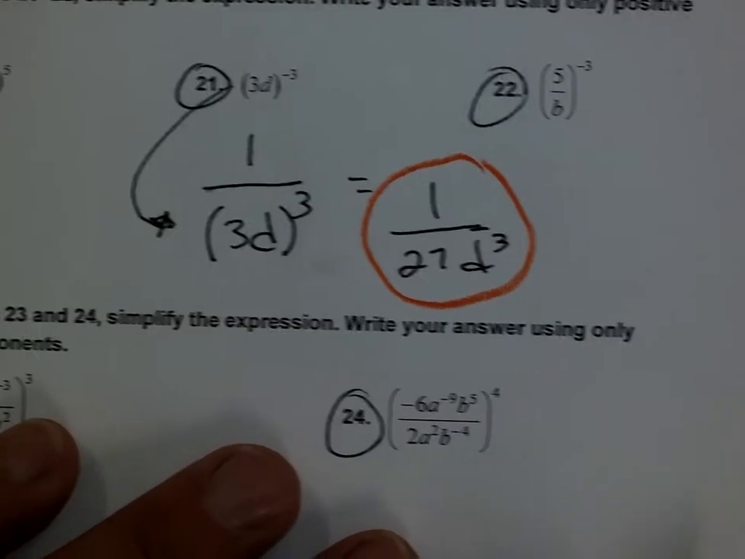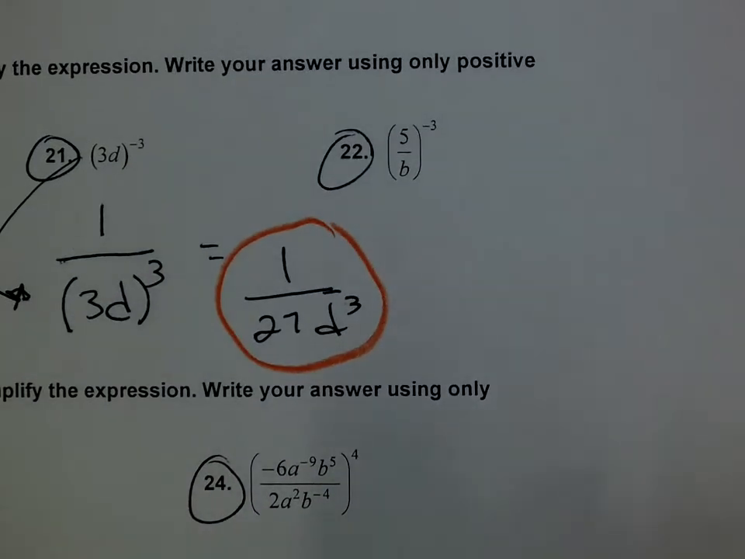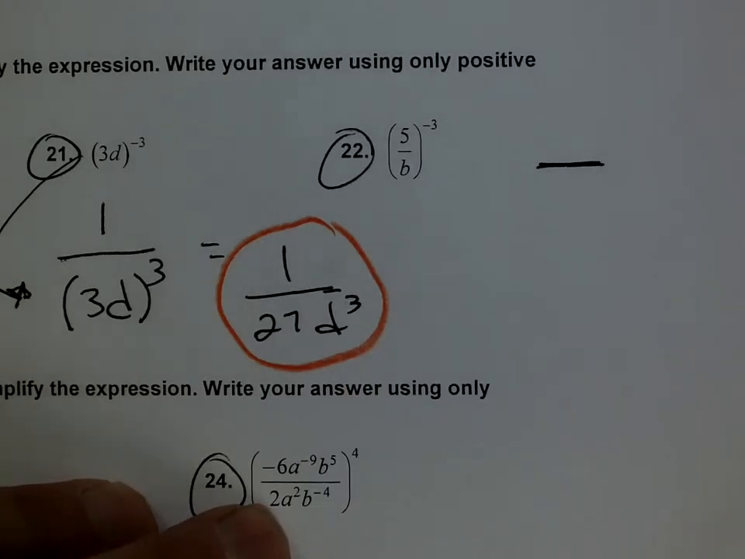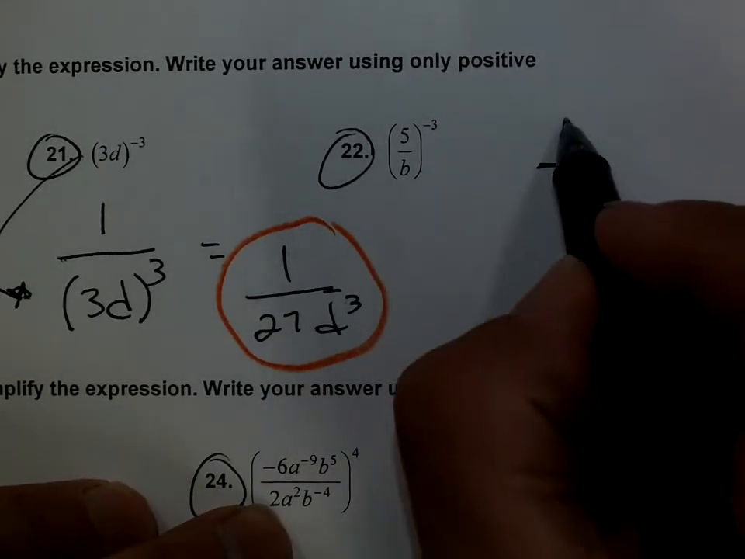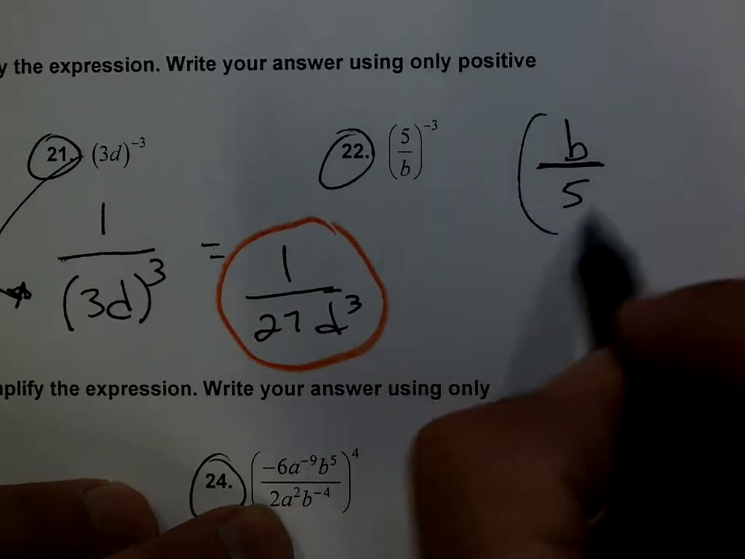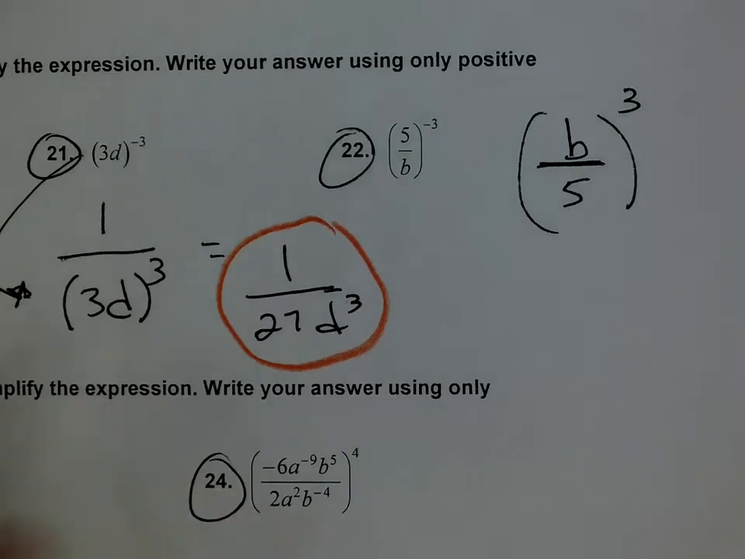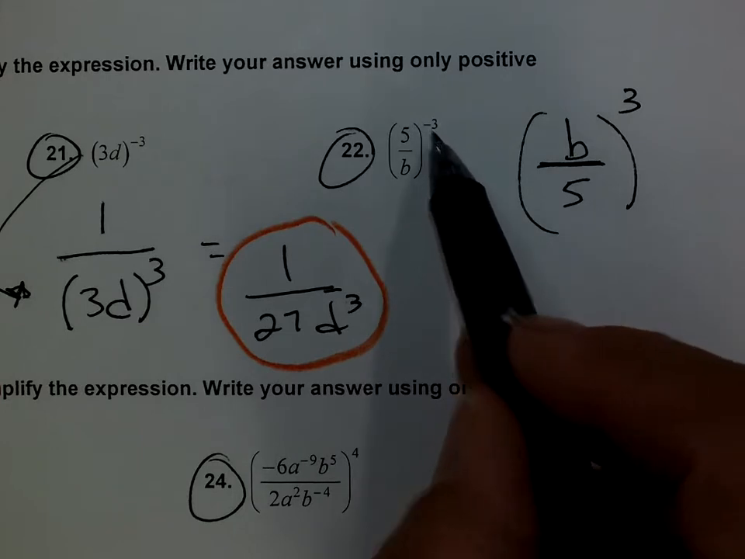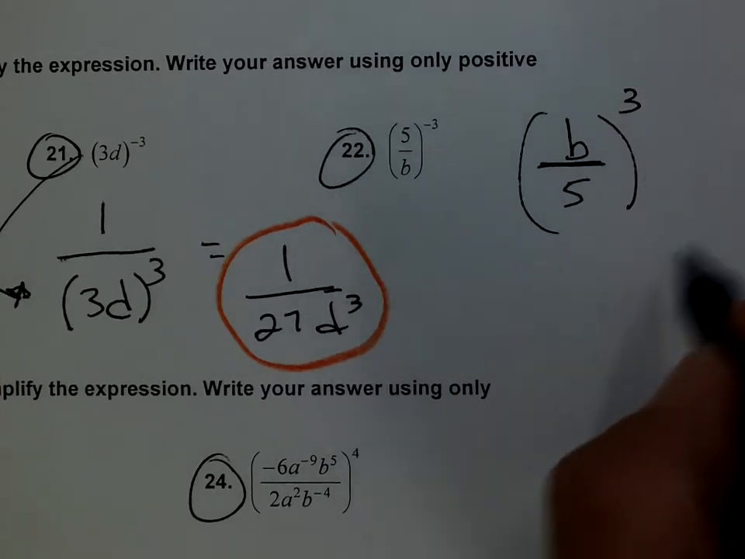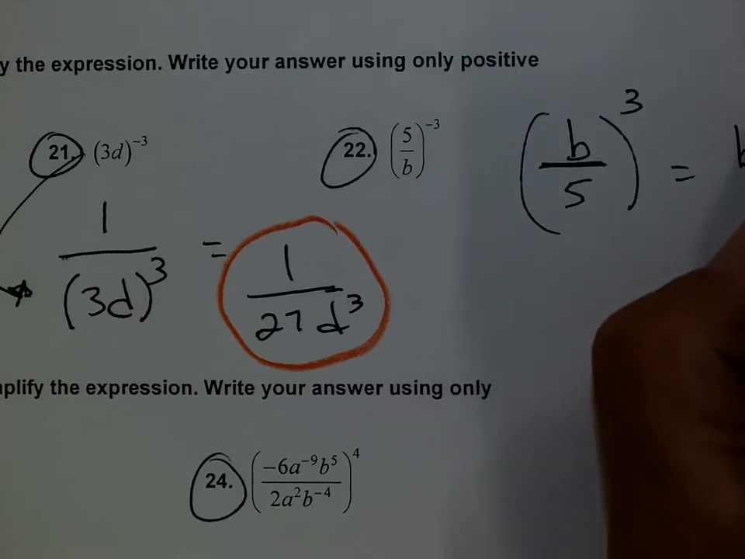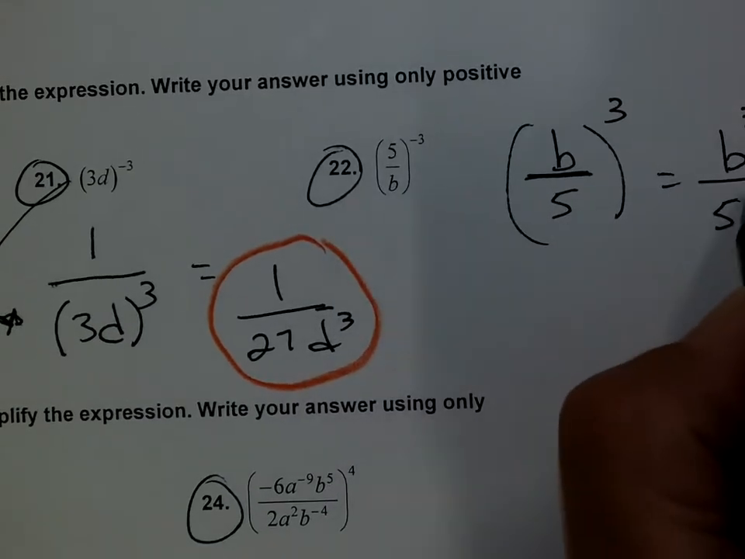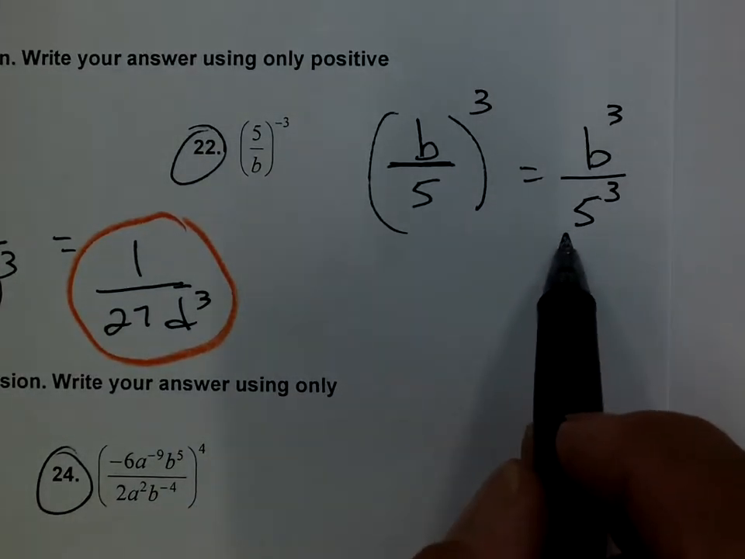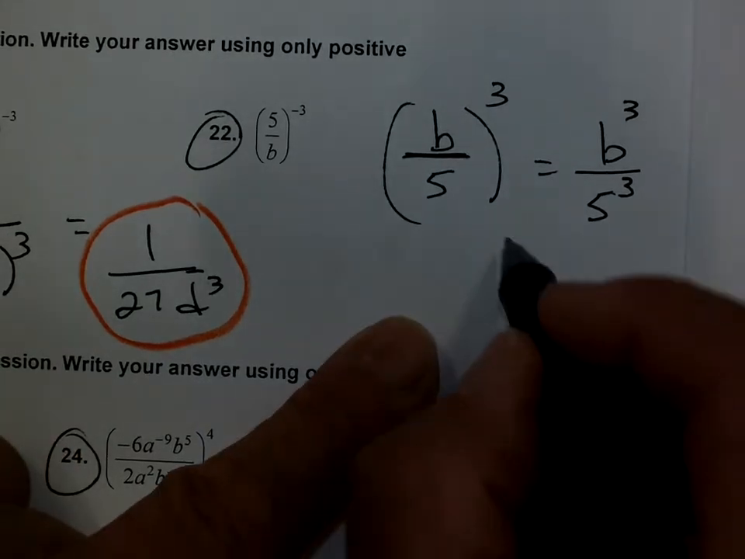All right. Number 22. I'm going to show you an easy way to do it. Now, negative exponent. So make it a fraction bar, okay? Because of this negative exponent, the b comes up and the 5 goes down. That's just a fast way to do it, okay? Now I made the 3 positive. So that's b to the 3rd over 5 to the 3rd. But I can do more, because 5 to the 3rd is 5 times 5 times 5, which is 125.